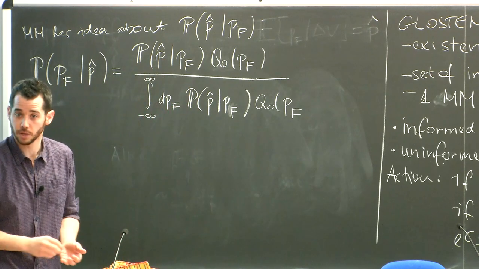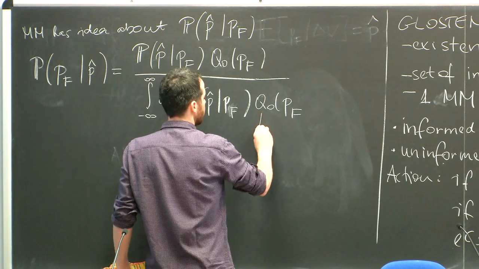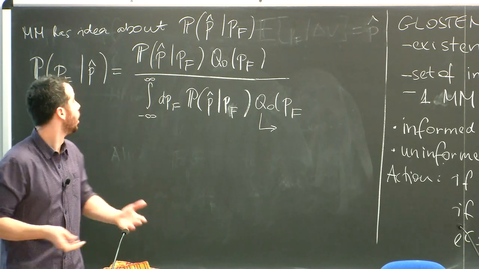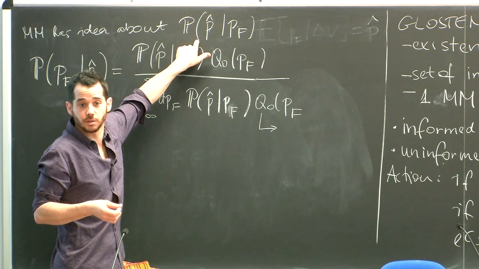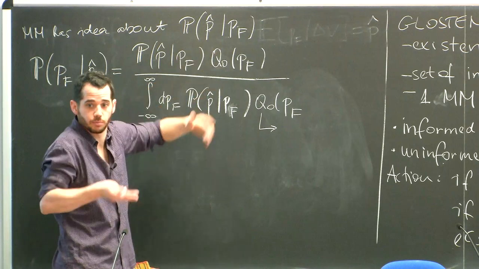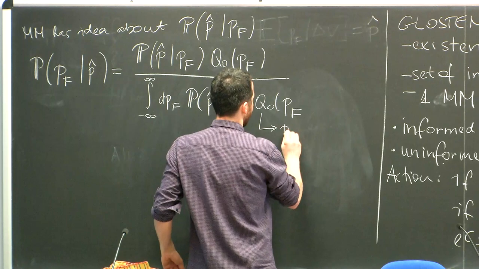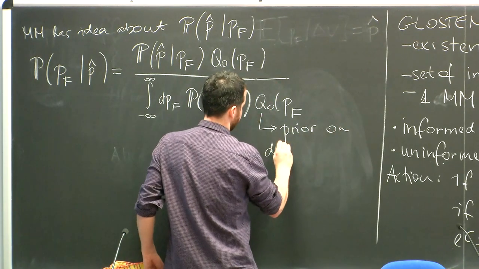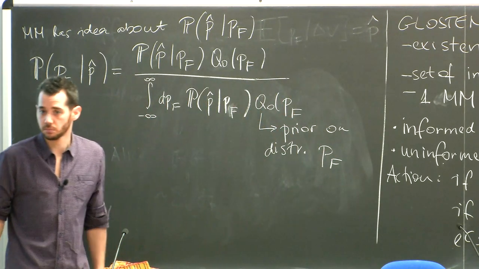Check it at home. I wrote a base, but I introduced something new, which is this Q0, which is his idea. We said that he has an idea about this thing here. So given the information, how do people act? Essentially, their behavior and the number of uninformed. And this is the prior that he has on the distribution of the information itself.